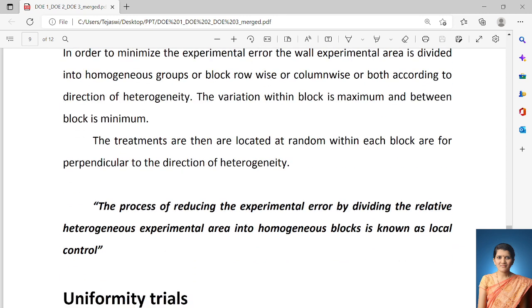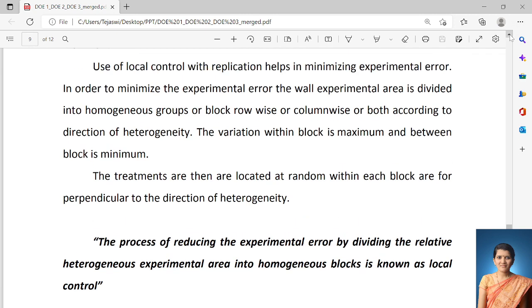So what is the definition of local control? The process of reducing the experimental error by dividing the relatively heterogeneous experimental area into homogeneous blocks is known as local control.